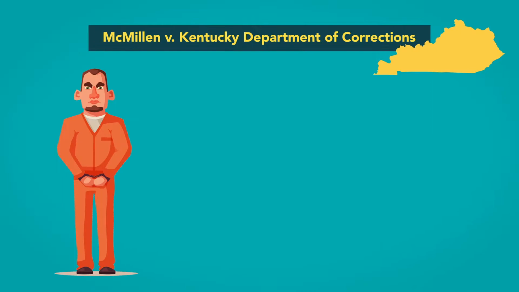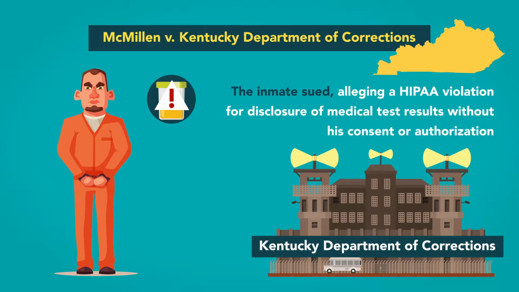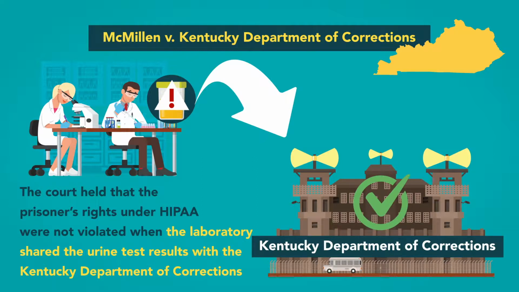For example, an inmate of a Kentucky state prison provided a urine sample at the request of prison officials to screen for illegal drug use, and the test results revealed that the inmate had marijuana in his system, in violation of prison policy. The inmate sued the Kentucky Department of Corrections, alleging a HIPAA violation for disclosure of medical test results without his consent or authorization. The court disagreed and held that the prisoner's rights under HIPAA were not violated when the laboratory shared the urine test results with the Kentucky Department of Corrections. HIPAA permits disclosure of medical information to correctional facilities having custody over individuals.